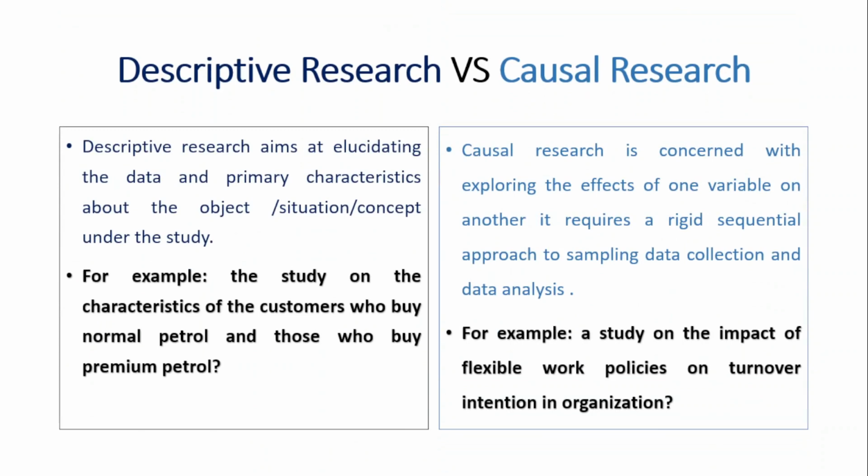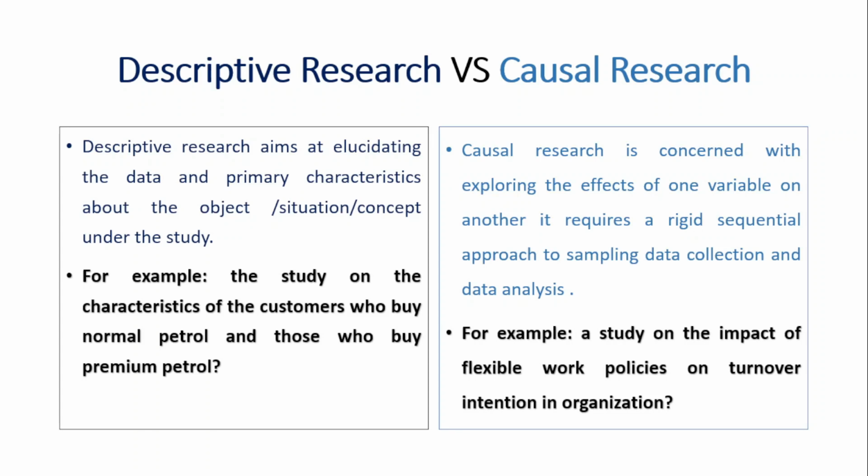Next, descriptive research versus causal research. Descriptive research aims at elucidating the data and primary characteristics about the object, situation, or concept under study. So it is trying to describe a phenomenon or construct. For example, a study on the characteristics of customers who buy normal petrol and those who buy premium petrol. This is a study where you are trying to characterize and describe why a set of customers are willing to buy normal petrol and others are looking to buy premium petrol.